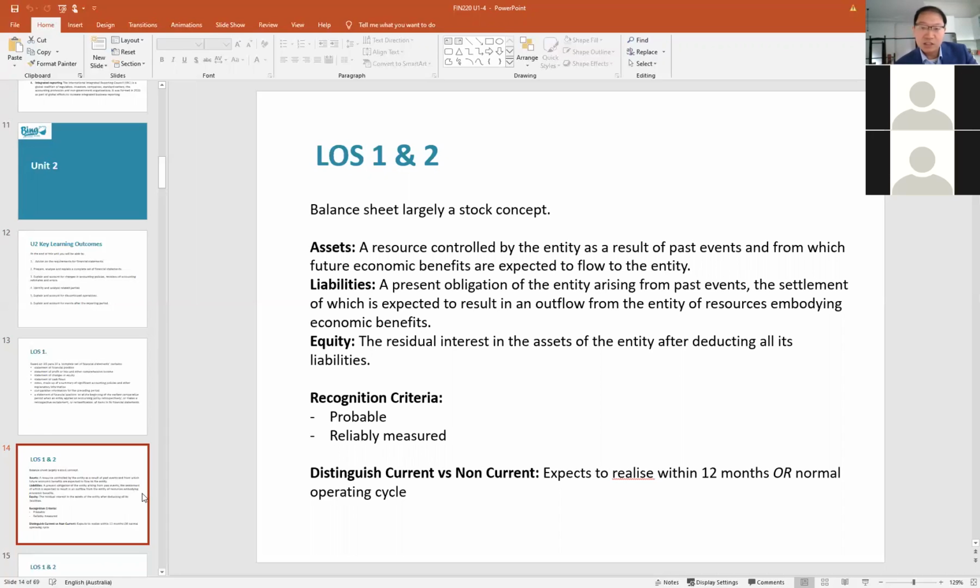Now, for most of these balance sheet items, you only recognize them in the balance sheet if it is probable that the transaction is going to occur or it has occurred, and if it can be reliably measured. Now, one of the key elements of the balance sheet is that we have this current versus non-current distinction, which is that if you have items in the balance sheet that will be realized within a 12-month period or over a normal operating cycle, then that goes under the current component of the balance sheet, and anything that is beyond this period goes into the non-current component.